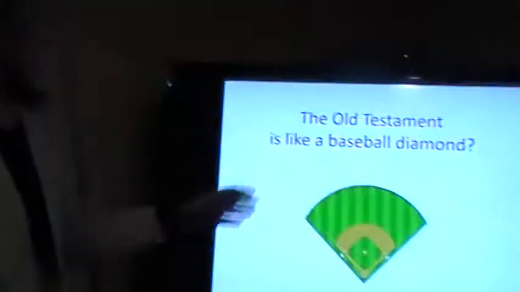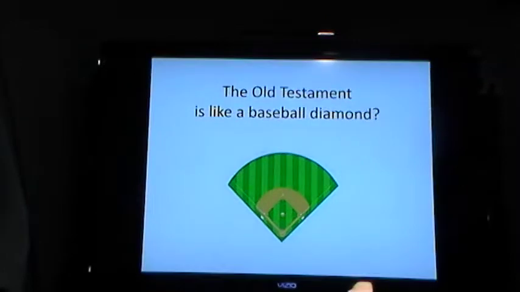Right, we're going to use some mnemonic devices to learn the Old Testament books of the Bible. And this time we're going to compare it not to a wrestling match, but to a baseball game. All right, so here we go. How is the Old Testament like a baseball diamond?